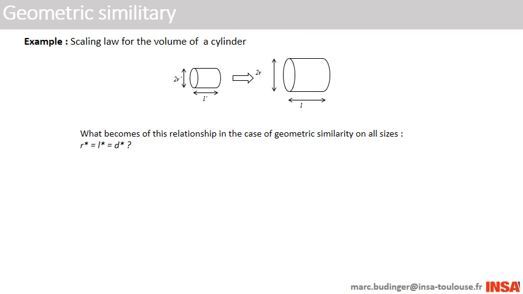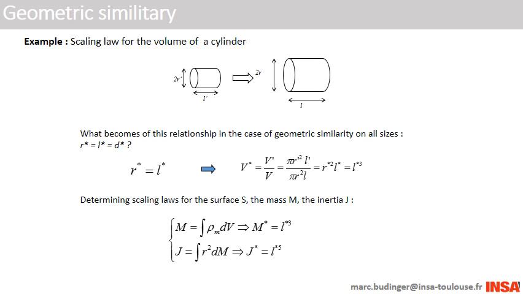The concept of geometric similarity is really important for scaling laws. We're going to use the cylinder volume to illustrate it. Geometric similarity means that all of the object's dimensions change with the same factor. Therefore, R star equals L star, and the volume is proportional to the length variation to the power 3. In the same way, the mass is proportional to the length to the power 3 and inertia to the length to the power 5.